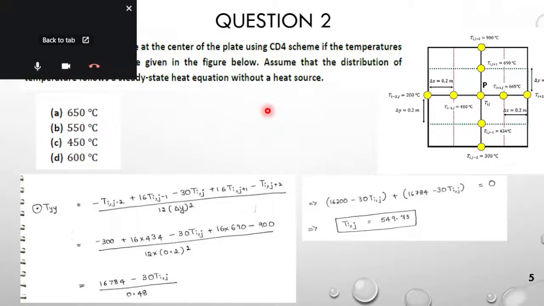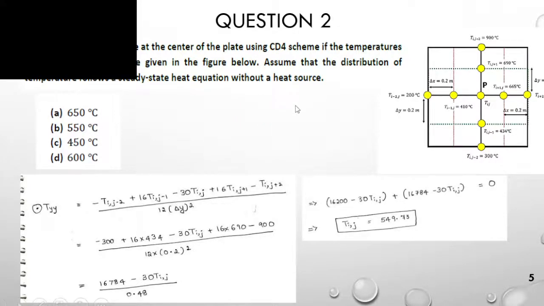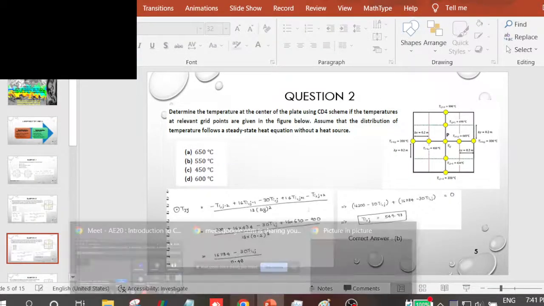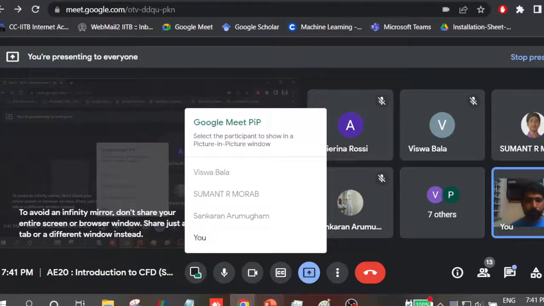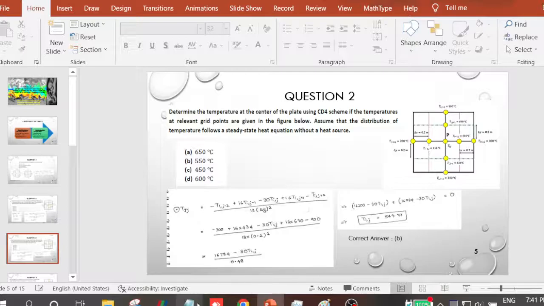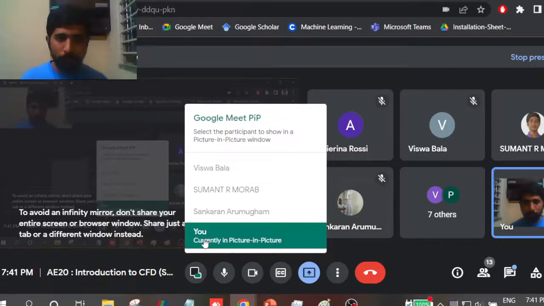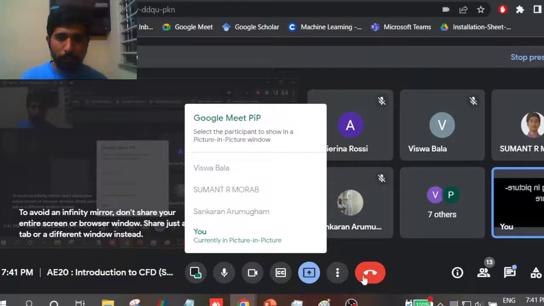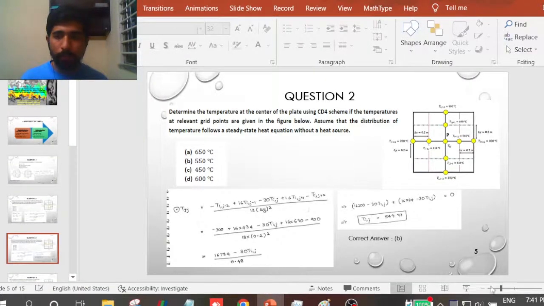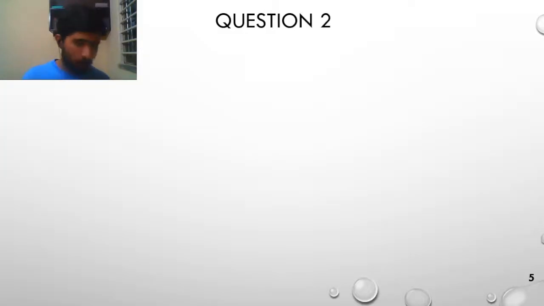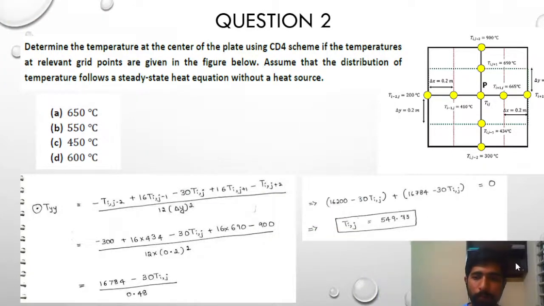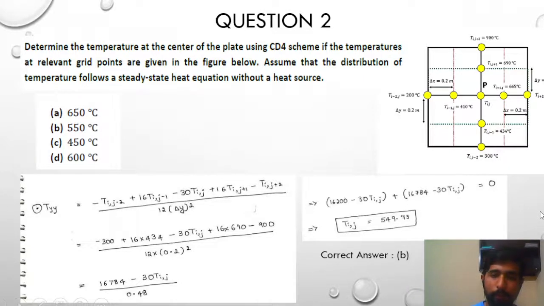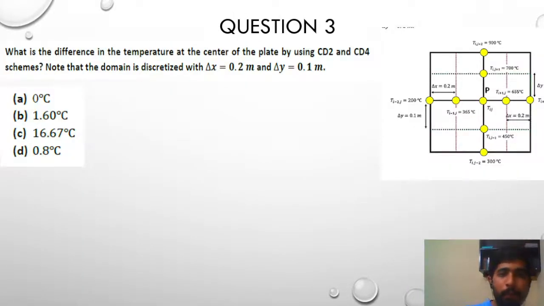Just a second, it is not working. So that should be the correct answer. You might get somewhere in between that range. Anyway, the options are far enough apart, so hopefully that should not cause a problem. Correct answer should be B. Let us move to the next question.